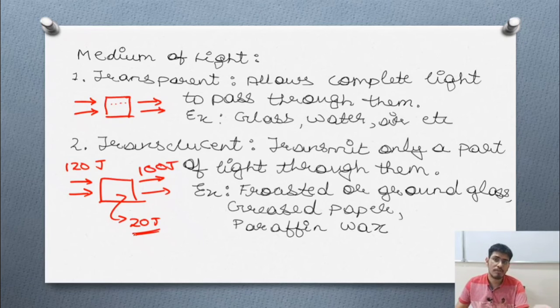What happens in a translucent medium? Basically, because some of the light is absorbed, there is a blurry vision when you see the objects which are present in front of you, when there is a translucent medium in between. This blurry vision is because some part of the light is getting absorbed in it. So let us just read the definition. Translucent medium is something which transmits only a part of light. Some part is transmitted and some part is getting absorbed. For example, frosted or ground glass, grease paper, paraffin wax, all these are translucent mediums.